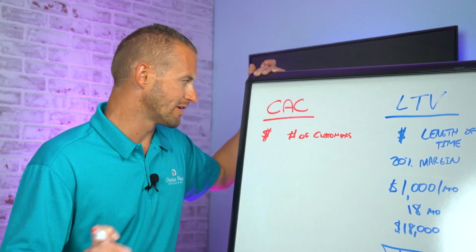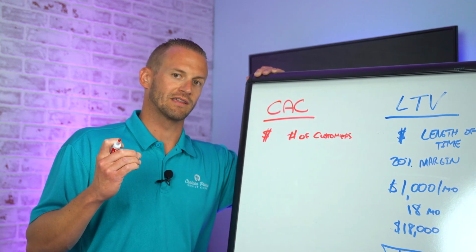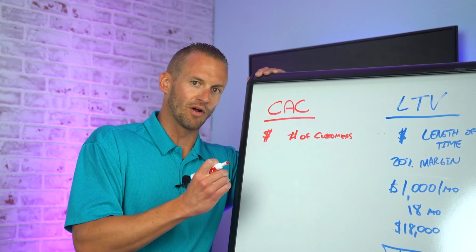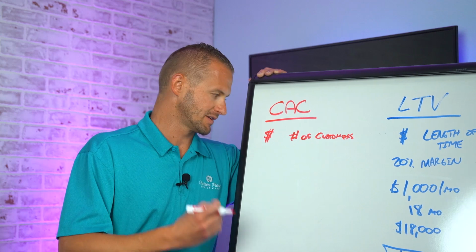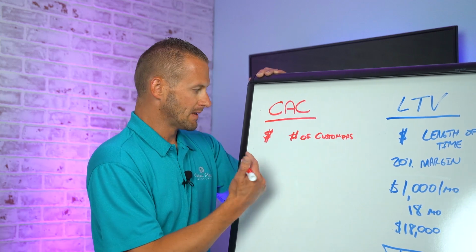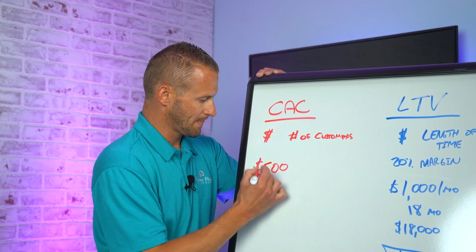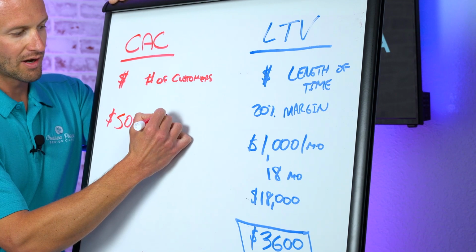So the hard part is there are certain variables, and this is why it is important to track them, because if you can nail and pinpoint where that lead came from, it's going to be much easier for you to figure out, where should I be spending my dollars. So that being said, say I spent like $500 on Google, okay? And out of that $500, maybe I acquired 2 customers, okay?